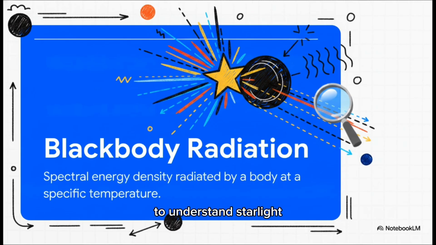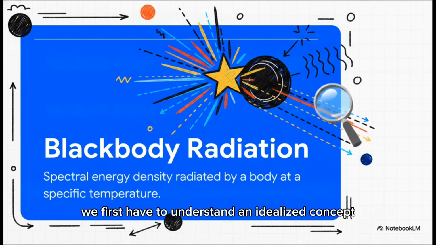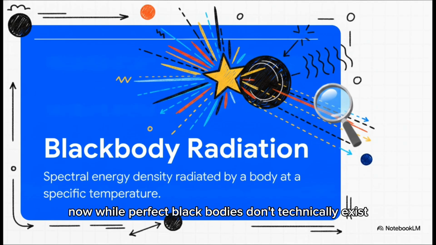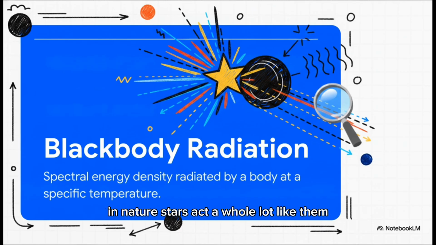To understand starlight, we first have to understand an idealized concept called blackbody radiation. A blackbody is a theoretical object that absorbs all the radiation falling on it and then re-radiates that energy perfectly, based solely on its temperature. Now, while perfect blackbodies don't technically exist in nature, stars act a whole lot like them, absorbing energy and glowing fiercely in the dark. The heat of the star dictates the exact kind of light it spits out into the void.